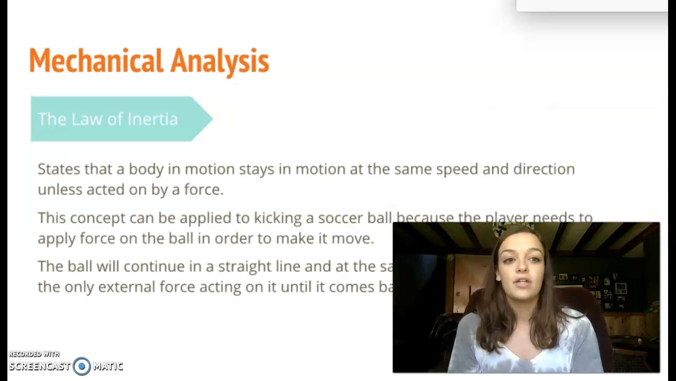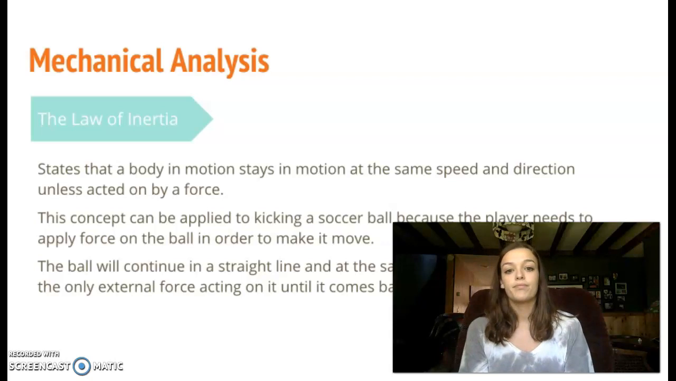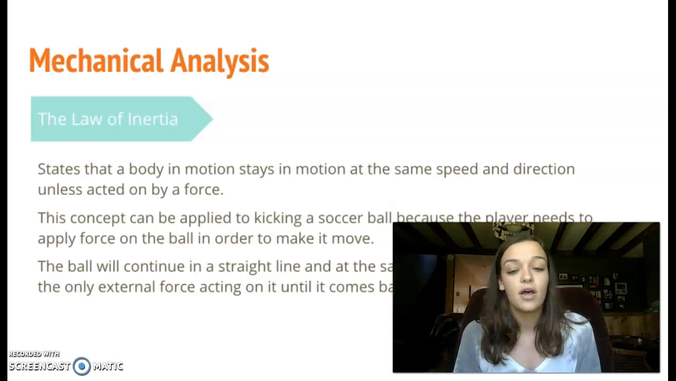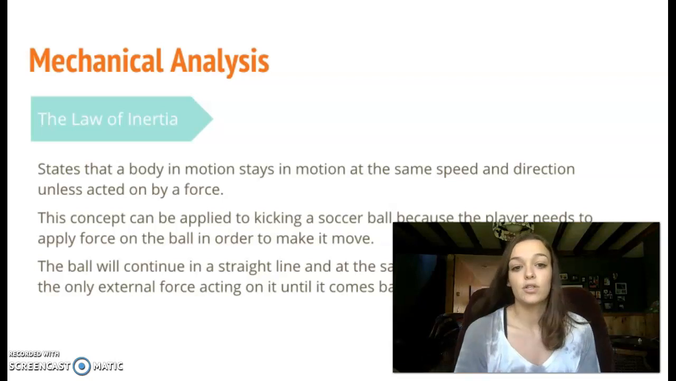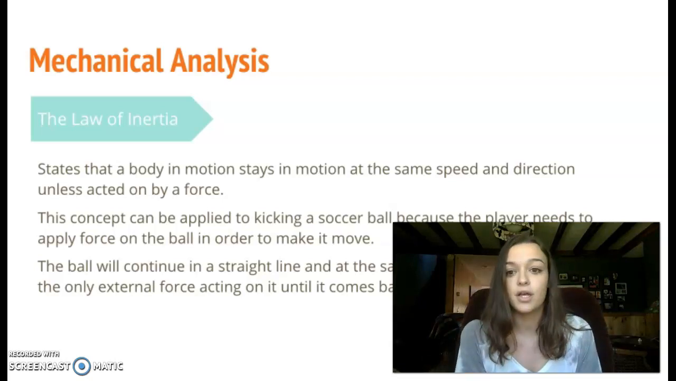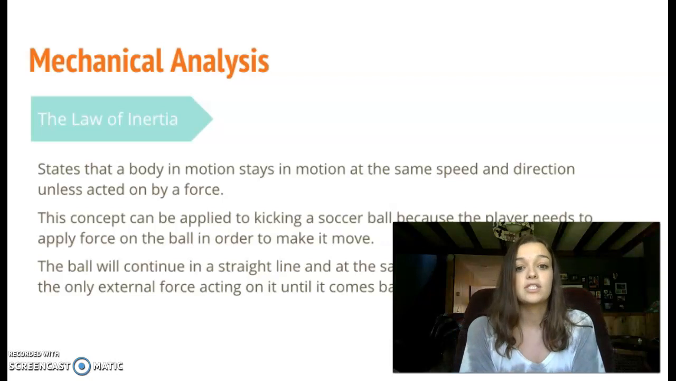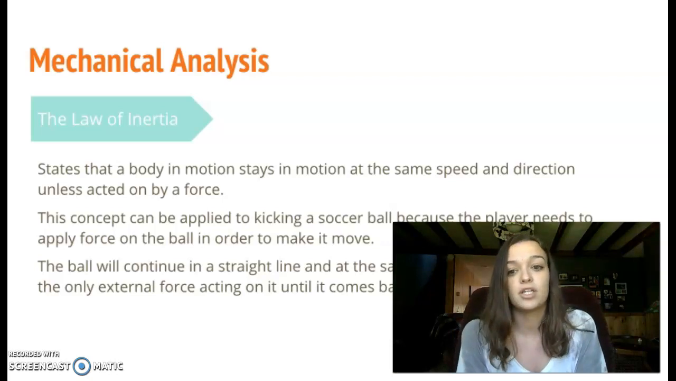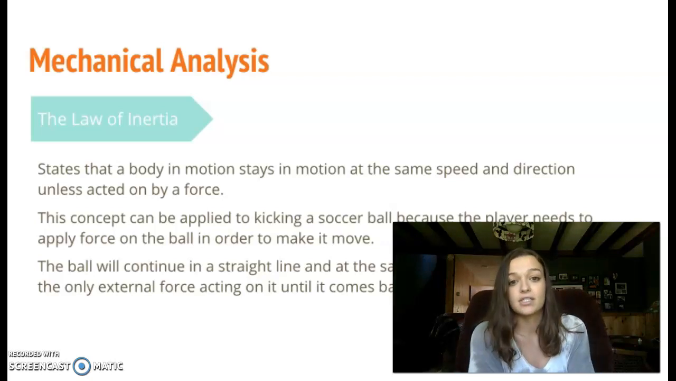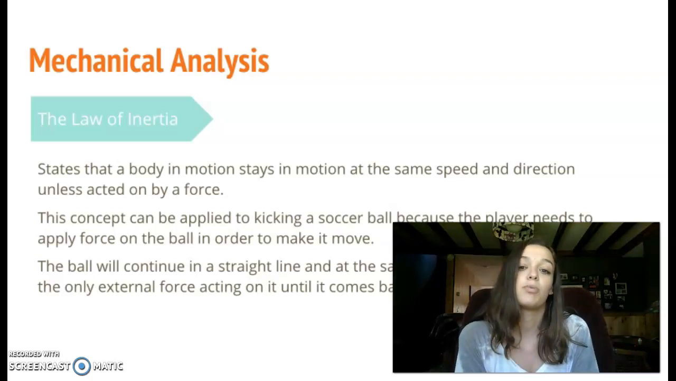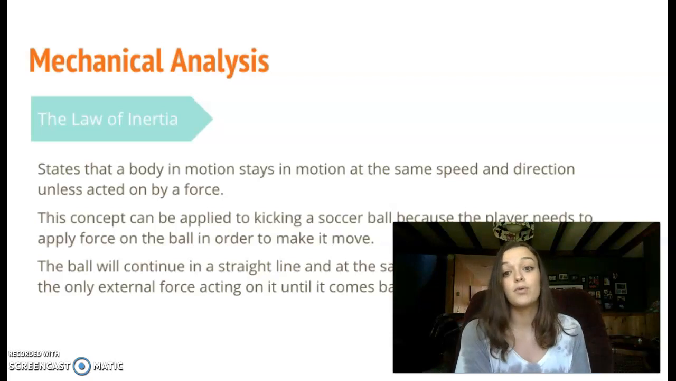For the mechanical analysis, the 3 laws of motion can be applied to the soccer game and a free kick. So the first one being the law of inertia, states that a body in motion stays in motion at the same speed and direction unless acted on by a force. This concept can be applied to kicking a soccer ball because the player needs to apply force on the ball in order to make it move.